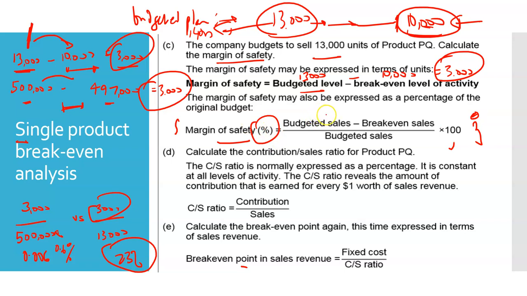Cool, great. So those are the first three things that you might naturally get asked when you do this type of question: calculate break even, calculate the number of units to hit a target profit, and then also calculate the margin of safety.